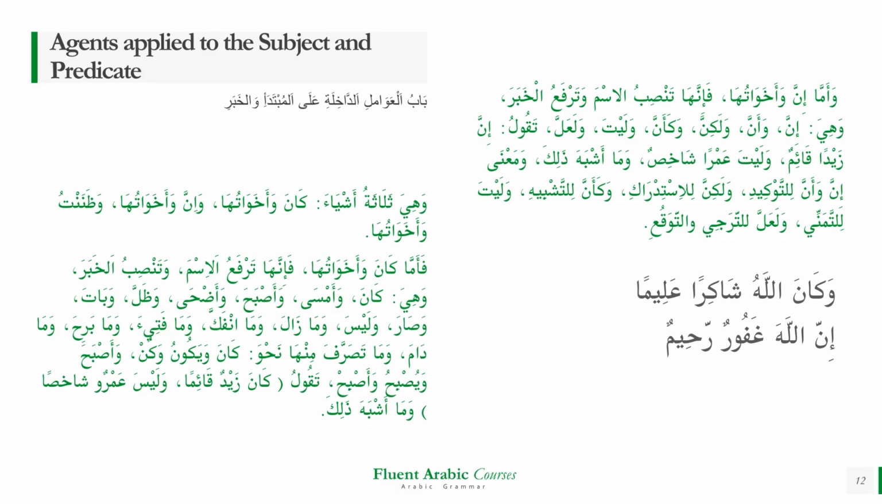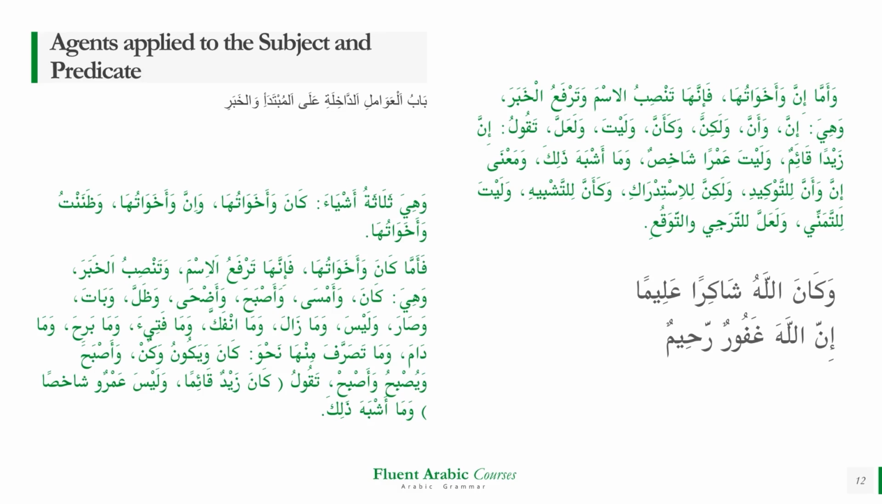فإنها ترفع الاسم. So it gives rafa, the state of rafa, to the ism. وتنصب الخبر. And it gives the state of nasb to the khabar. So this is the effect of kana and all its sisters. وهي, what are the sisters of kana? وهي كان وأمسى وأصبح وأضحى وظل وبات وصار وليس وما زال وما انفك وما فتئ وما برح وما دام. So all of these are the sisters of kana, and each of these words mean different things.